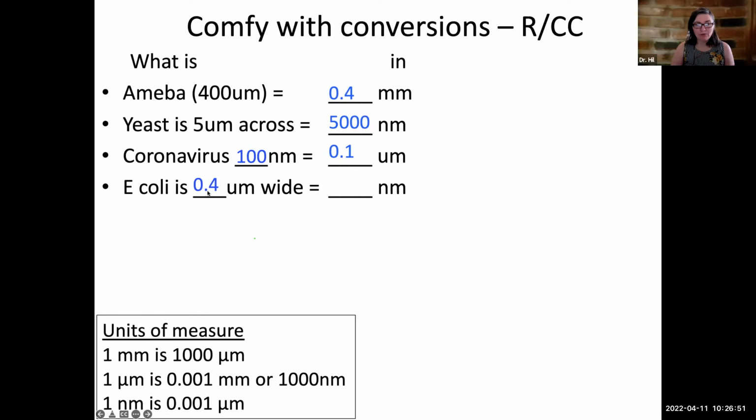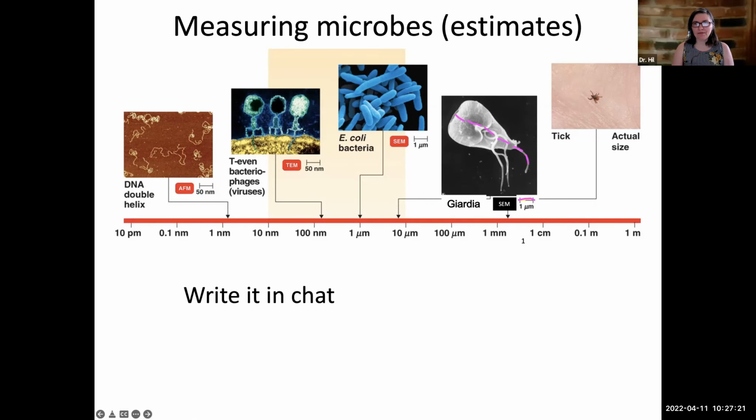Now, if it's 0.4, what is that in nanometers, guys? Quickly put that into the chat. Don't forget your units. Never forget your units. Good job. Okay. So we're going from micrometers to nanometers. Nanometers are smaller. There's going to be more of them. So we multiply by 1,000. 0.4 times 1,000 is 400.